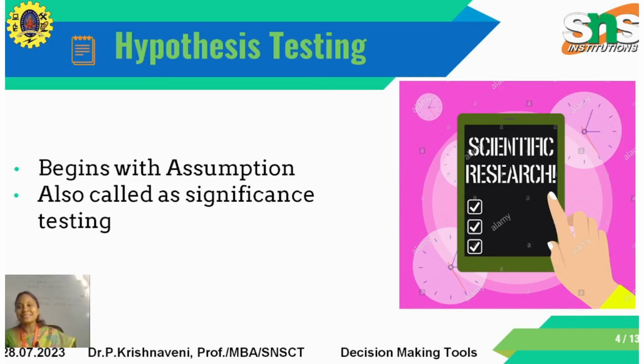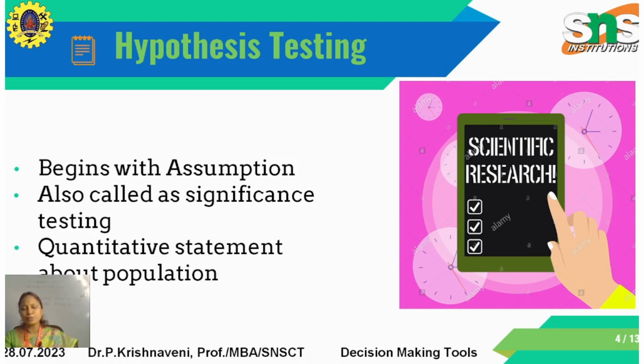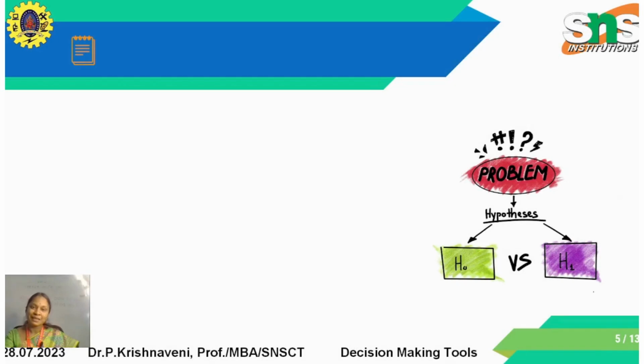It is also called significance testing; technically, statistically, we call it significance testing. There should be some quantitative statement about the population. Yes, I am having COVID, or I am not having COVID; a particular person is COVID positive or COVID negative. So before we start to test something, as far as the analytics phase is concerned, we should have a quantitative statement about the population. That is called hypothesis testing.